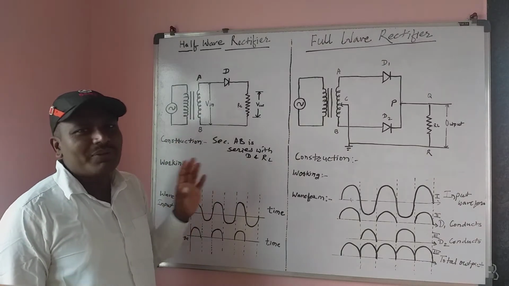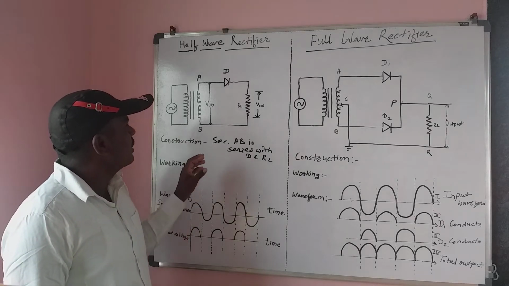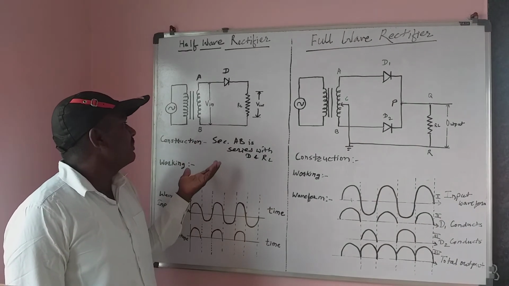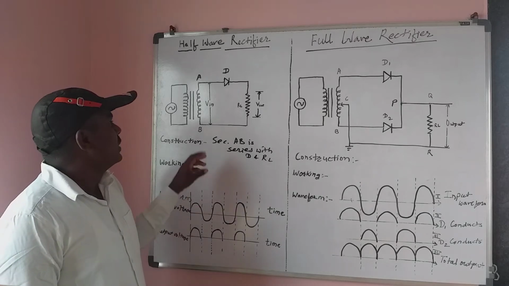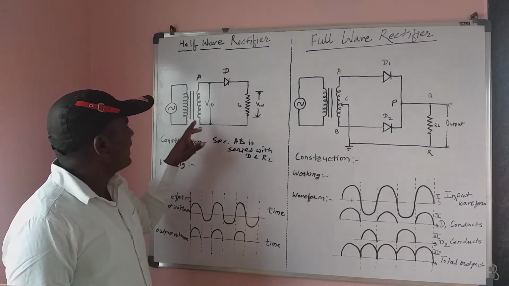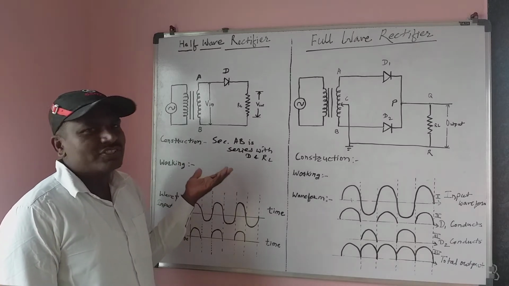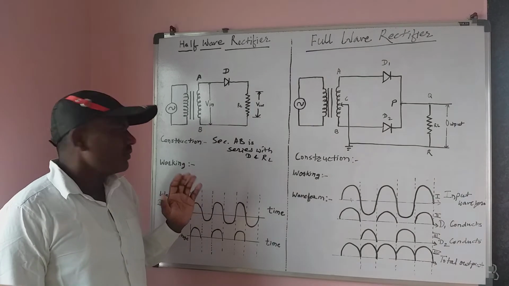Here the transformer is used, and it has two advantages. The first advantage is that it gives a step up or step down voltage as per the requirement of the circuit. The second use is that it isolates the rectifier circuit and reduces the electric shock. These are the two advantages of this transformer.